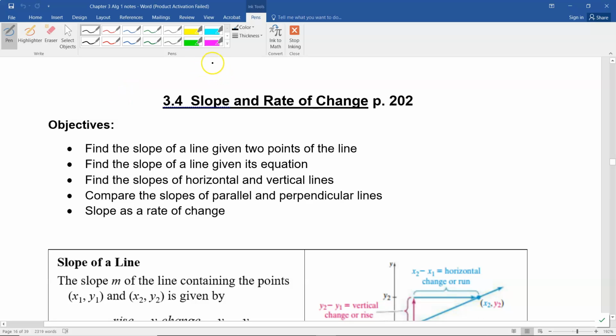Hey class, so today I wanted to go over section 3.4 because I know one or possibly a few of you weren't there in person. So in 3.4 we talked about slope and rate of change. And here are the objectives.